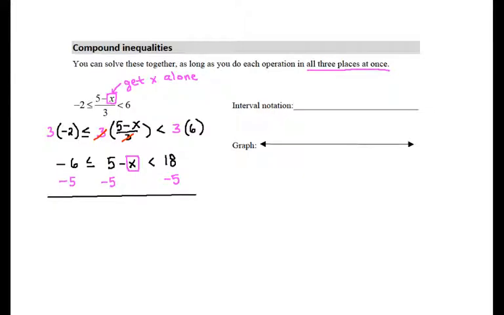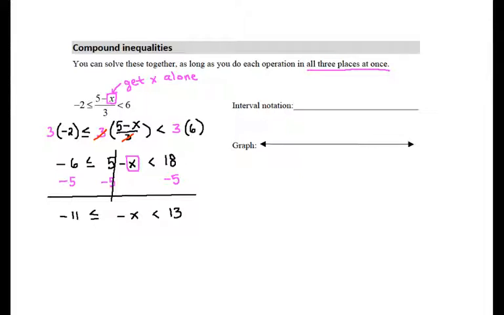So negative 6 minus 5 gets me negative 11. 5 minus 5, those add to 0. This is still a minus x in the middle. I haven't done anything that would get rid of that minus sign. And 18 minus 5 is 13. I, again, don't flip these inequality symbols because adding and subtracting a number is not one of those 2 types of operations.